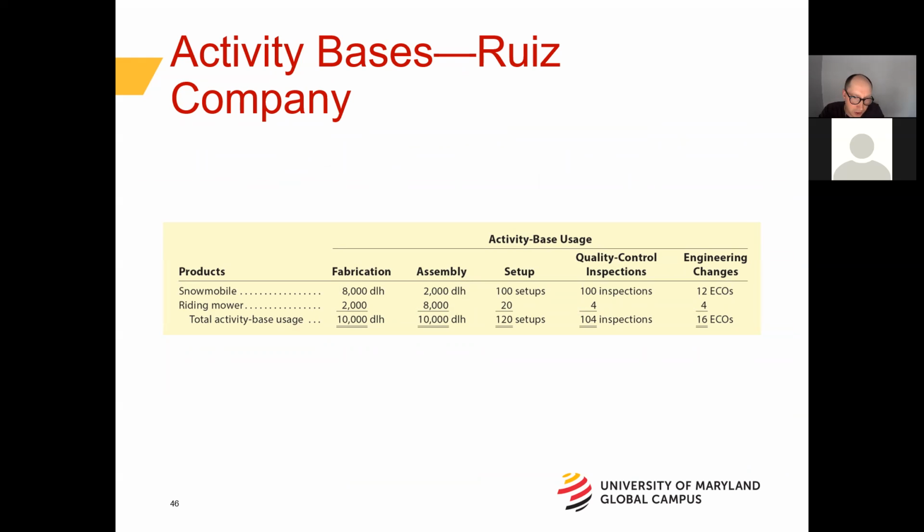Fabrication, snowmobiles, 8,000 hours, 2,000 for riding lawnmowers, 10,000 direct labor hours total. For assembly, we've allocated 10,000 direct labor hours, 2,000 for snowmobiles and 8,000 for riding lawnmowers, 10,000 hours. For setups, 100 setups for snowmobiles, 20 setups for riding lawnmowers. It's a total of 120 setups. We have a total of 104 setups for the company for the year and 16 engineering change orders for the year.